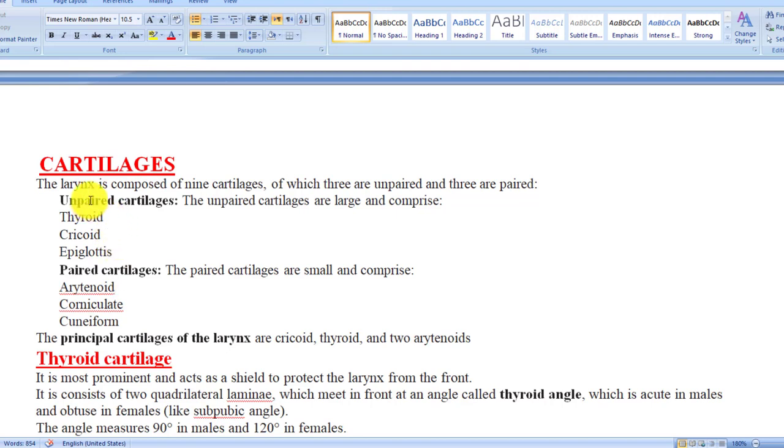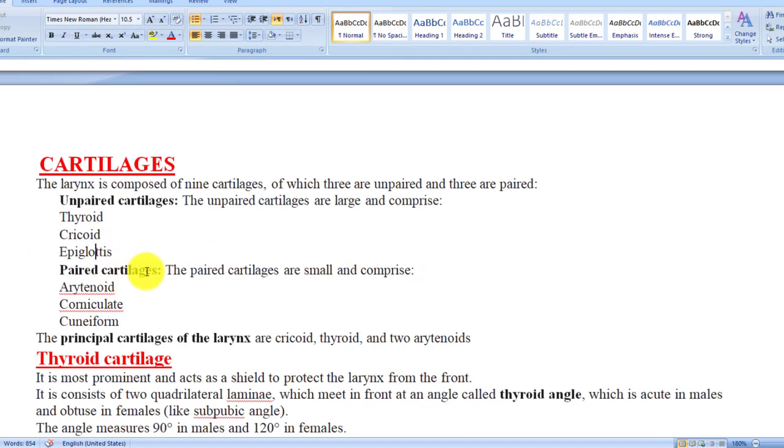The unpaired cartilages are mostly the larger ones, right? Here I have written that they are large, and they comprise the thyroid cartilage, cricoid cartilage, and epiglottis, which I will show you right now in the images.